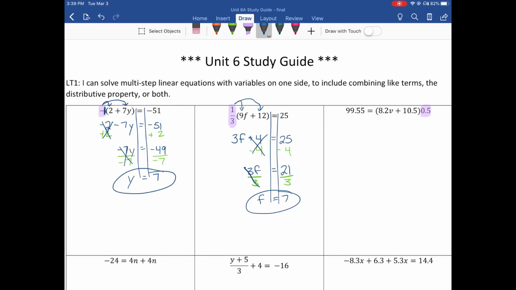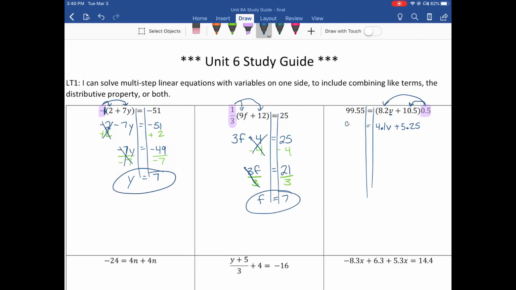Our third example, once again, almost exactly the same. You might get a little bit confused just because the distributed number is actually on the right-hand side of the parentheses, but it's still attached to the parentheses, so you know that's the number you should be multiplying. And you're going to do that to both of the numbers on the inside. So 8.2 times 0.5 will give you 4.1. And remember that should be a v because there's a v here. And then 10.5 times 0.5 is going to be 5.25.